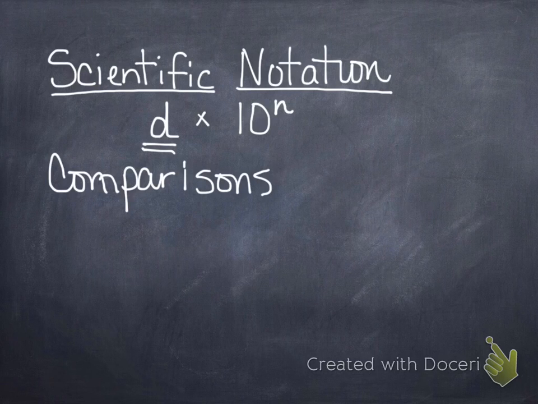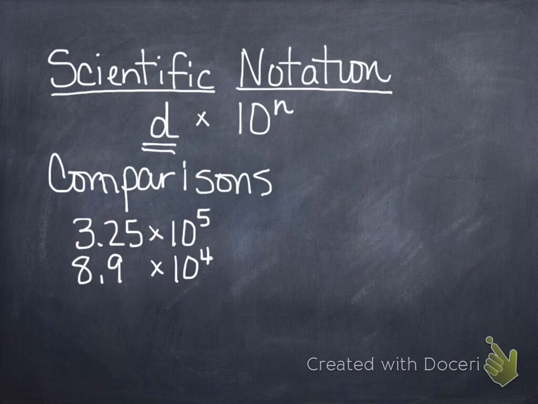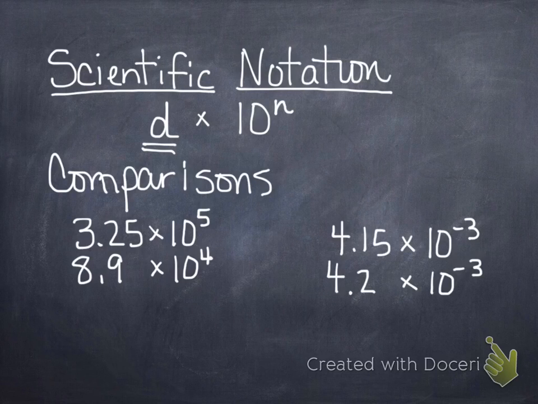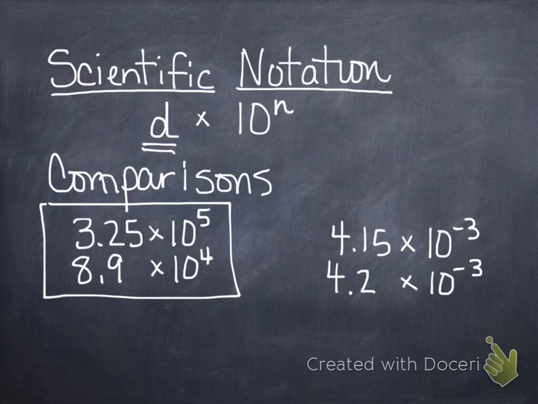So if I want to make some comparisons, I might have two numbers where the exponents are different. Or I might have a pair of numbers where the exponents are the same, and I want to compare them. Where we're going with this lesson in the end is to realize that when we compare numbers in scientific notation, if the exponents are different, the number with the larger exponent is going to be the bigger number. It doesn't matter what the numbers out front are.